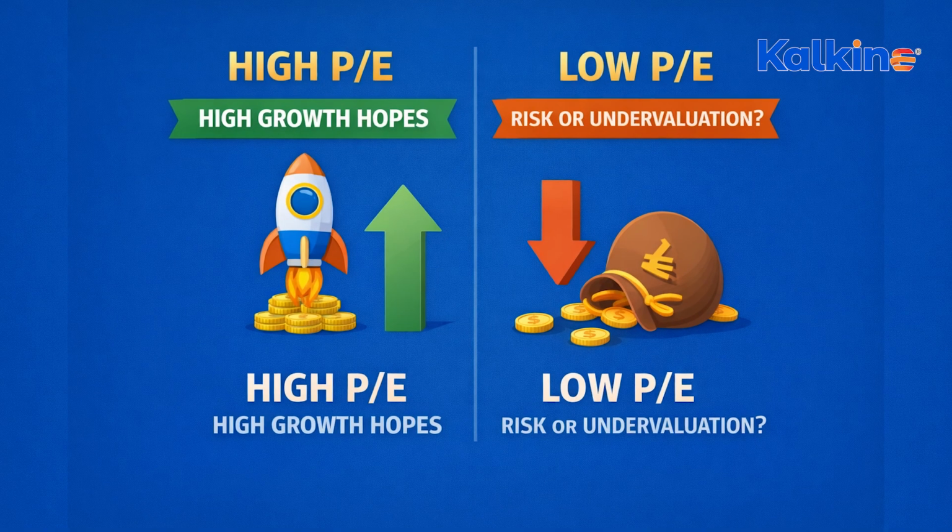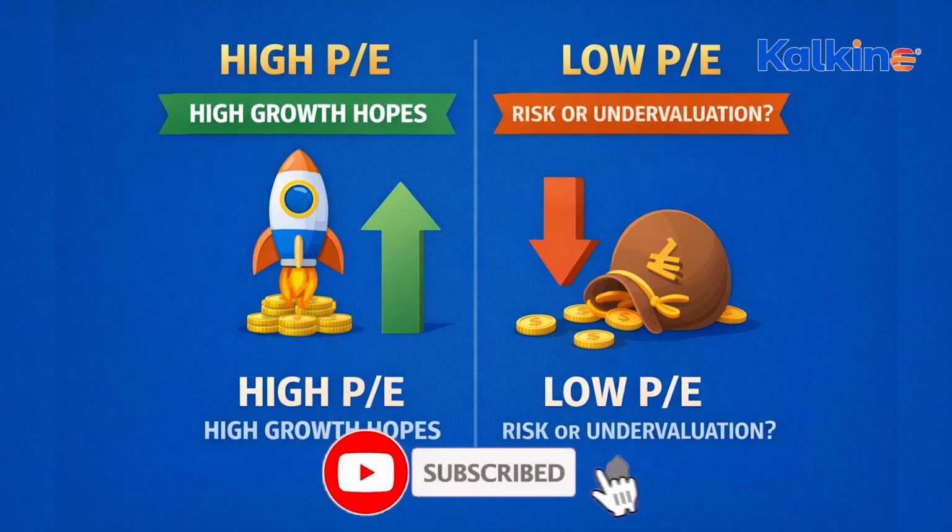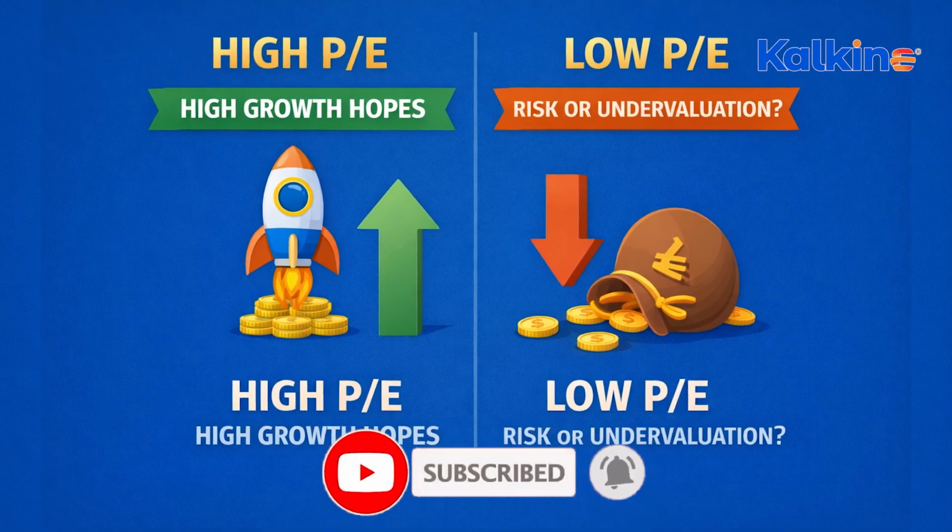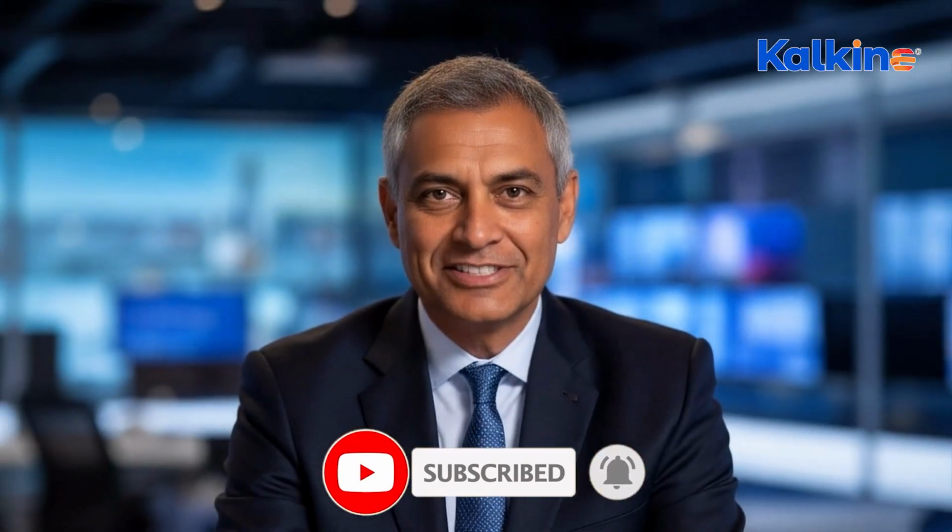So what's the takeaway? PE ratio is not just a number, it's a reflection of expectations. A high PE means high growth hopes. A low PE may signal risk or undervaluation. Understanding this difference is what separates smart investors from the rest.